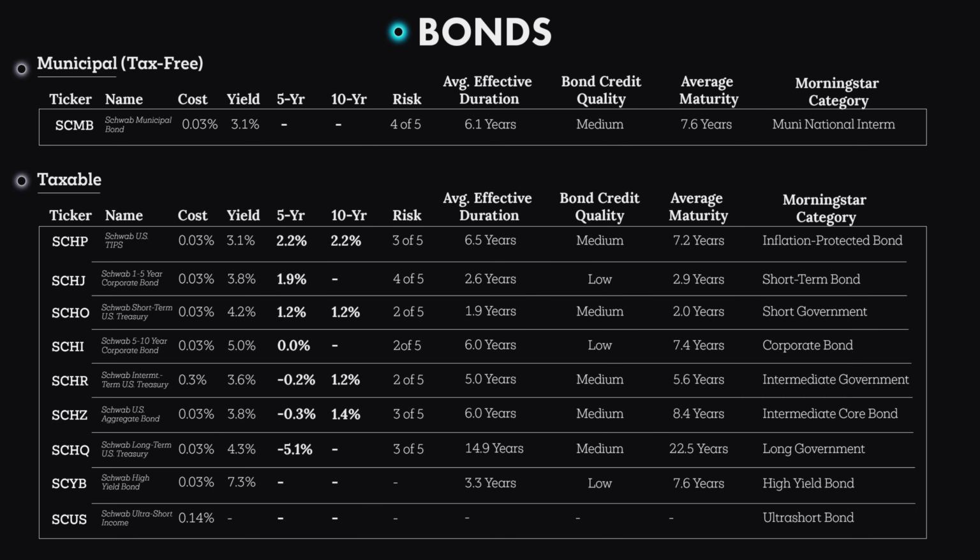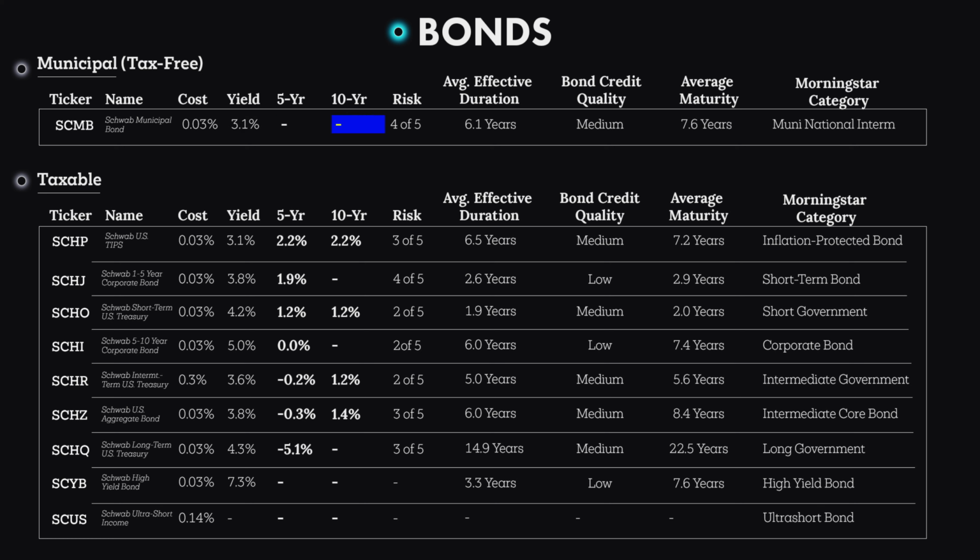So first I mentioned there are taxable and there are tax-free bonds. Now Charles Schwab only offers one tax-free municipal bond ETF. It's called SCMB. Maybe you didn't even know it existed. So in the bond category, what we're going to include, we have the cost. This cost is 0.03%. It's got a yield of 3.1%, no 10-year return.